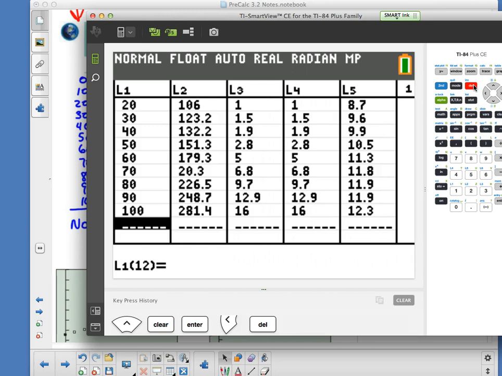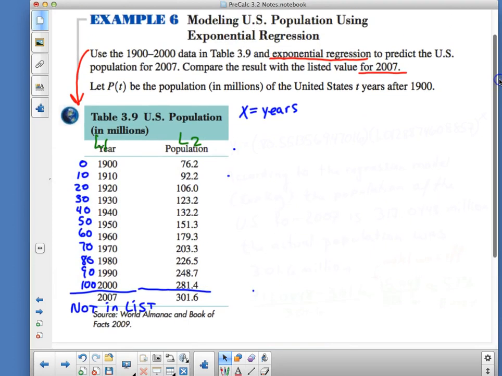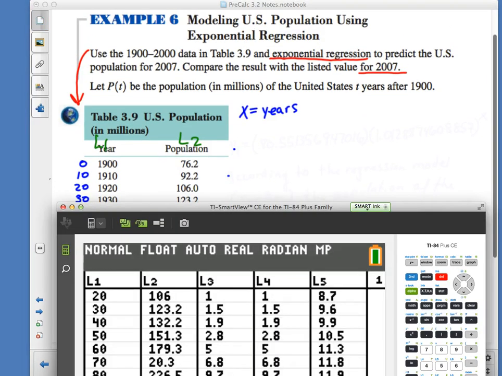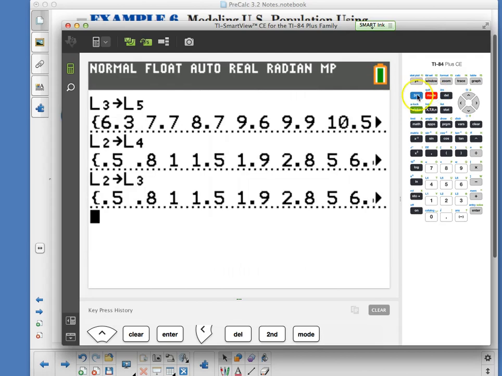Now, I've got L1, L2. We were told in the problem further up here that I'm using the exponential regression model. So I'm going to use the exponential regression, and now I've got my L1 and L2. They're in there. My X is always my years. So now I hit my second quit and second.